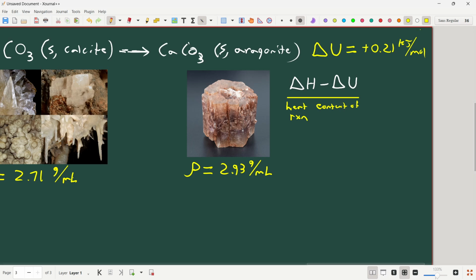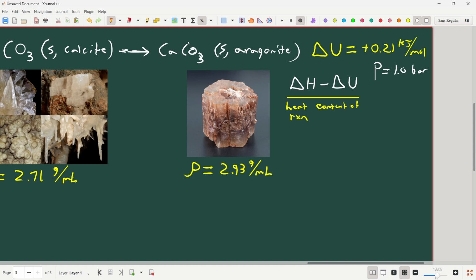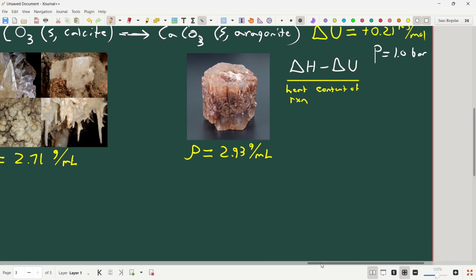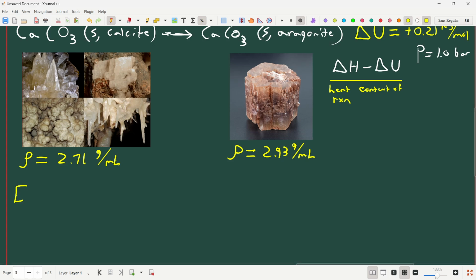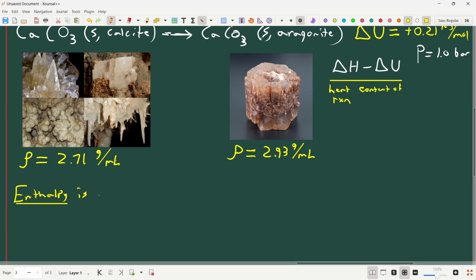All right, and we're going to do this at 1 bar, which doesn't really matter, but I'm just going to put it there just in case because we need the pressure. All right, so how do we calculate this? Well, remember enthalpy, delta H, like any other thermodynamic function, is a state function, which means it only depends on the final and the initial state.